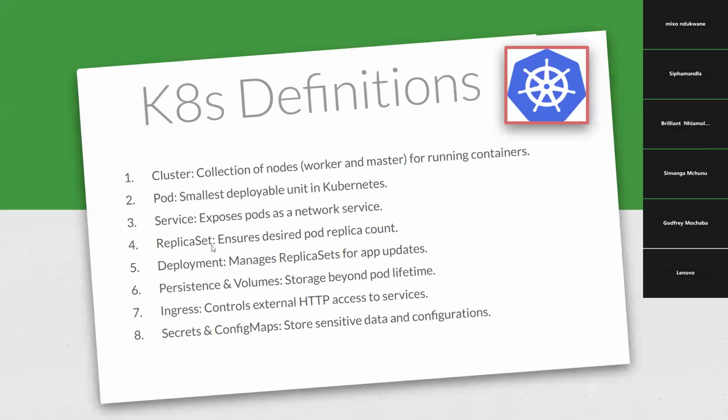And then we have a replica set. This ensures the desired count of the pods you specified is always met. So if you specified you always want 4 pods running, and one pod goes down and it gets to 3, Kubernetes is going to try and spin up a new one. And then deployment, this manages the replica sets for the app update.